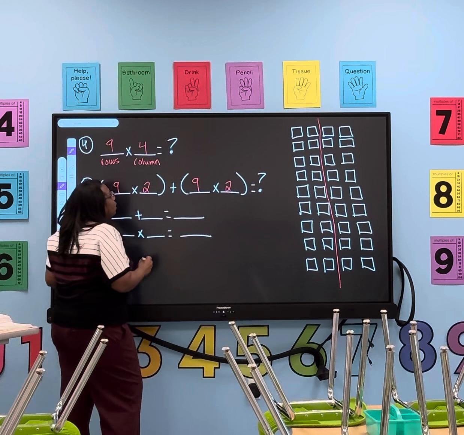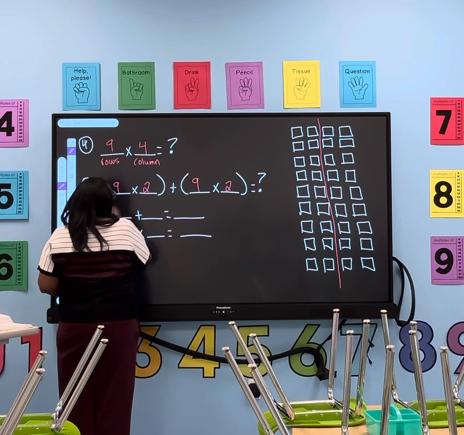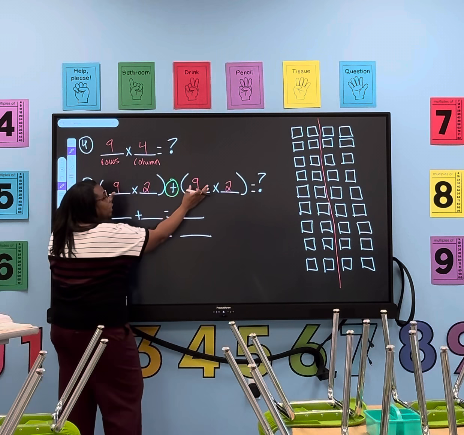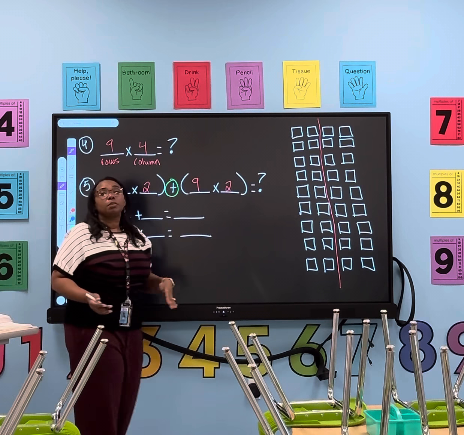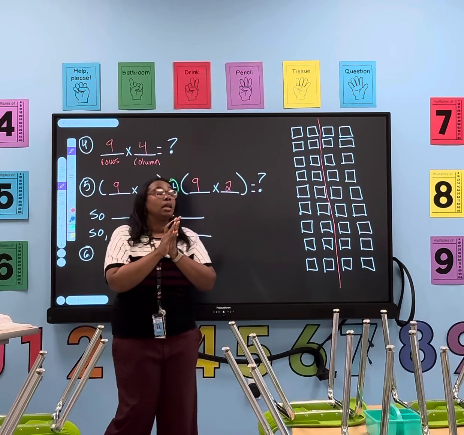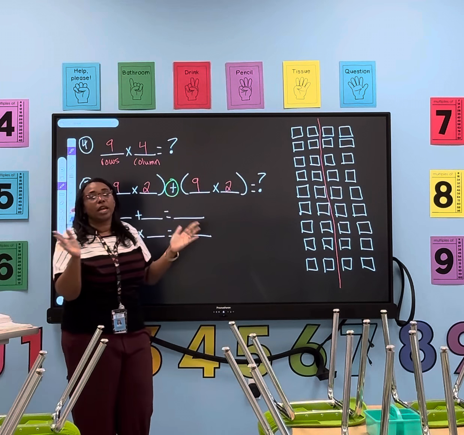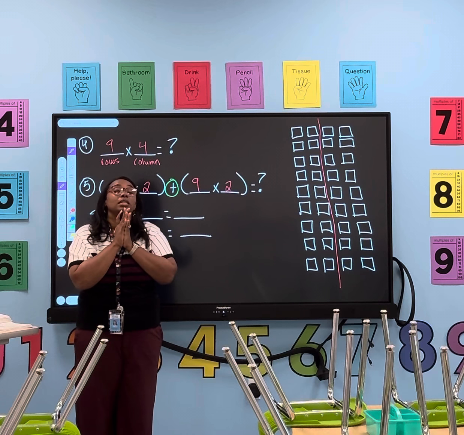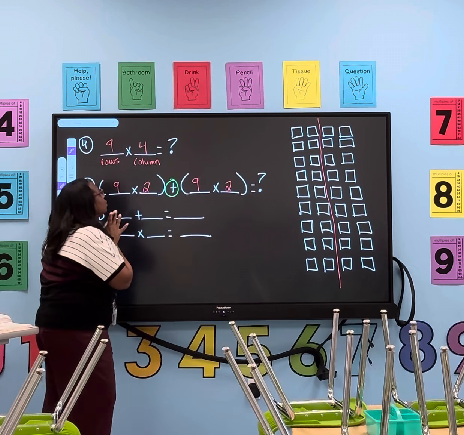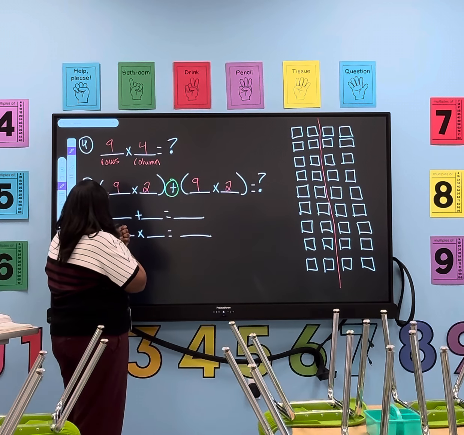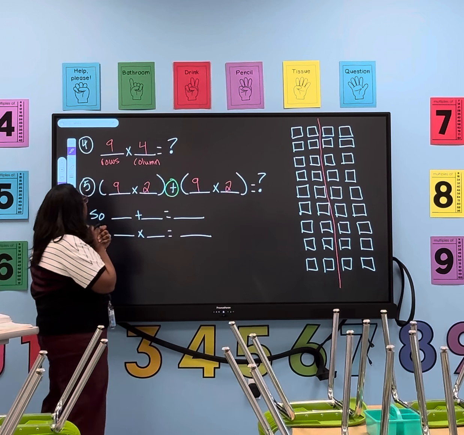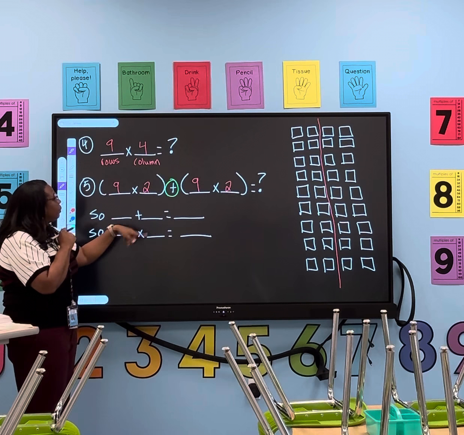Okay, notice in the middle there is an addition sign. That's because once we figure out what these are, we have to put them back together to get the big equation, which is 9 times 4. So we're going to have to add them back together. That's why there's an addition sign in between there. So let's go ahead and continue. So then it says, so blank plus blank.